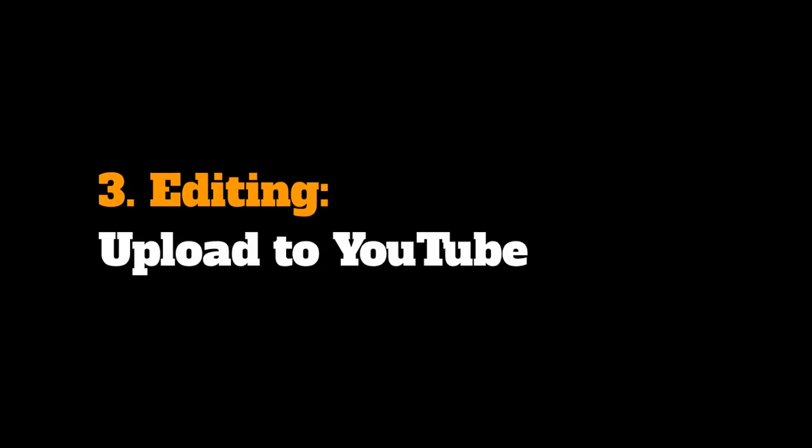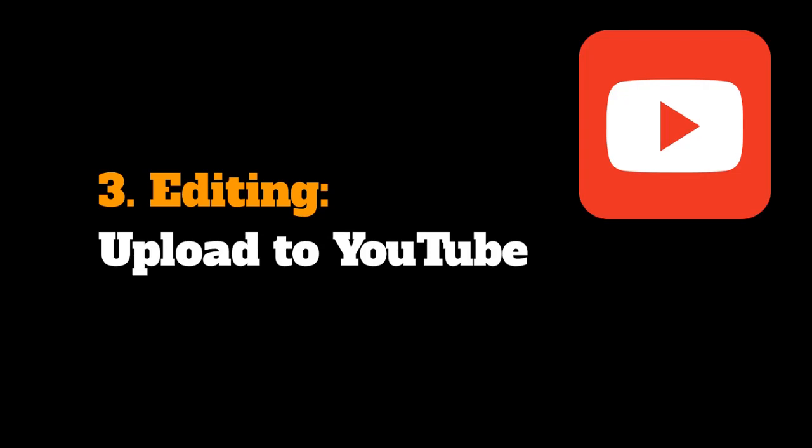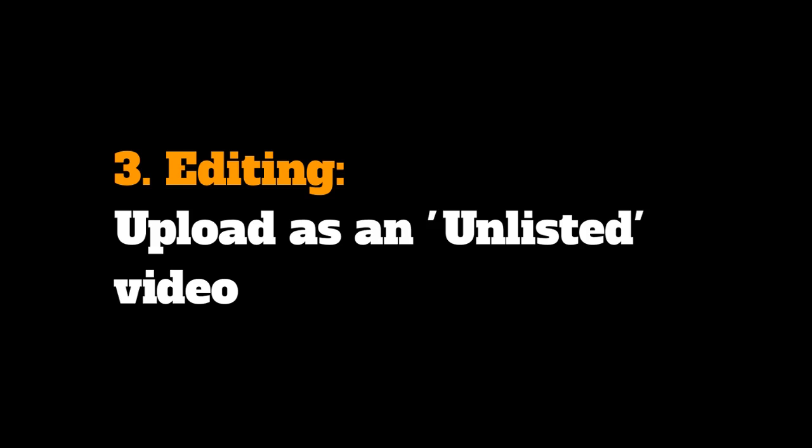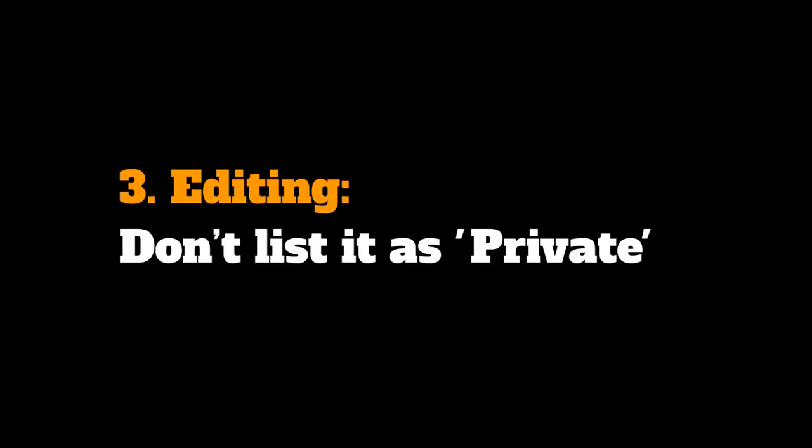Once you have finished editing the video, upload it to YouTube. Create a channel if you don't already have one. Make sure that you upload it as an unlisted video if you don't want it to be searchable. However, don't list it as private because the judges will not be able to see it. And don't forget to submit your YouTube video link with your entry.